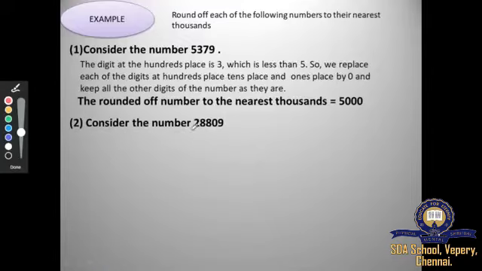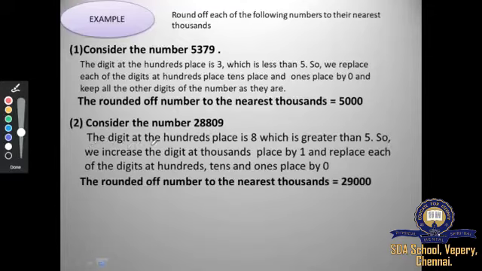Consider the number 28,809. The digit at the hundreds place is 8, which is greater than 5. So we increase the digit at the thousands place by 1 and replace each of the digits at hundreds, tens and ones place by 0. So we get the rounded off number as 29,000.